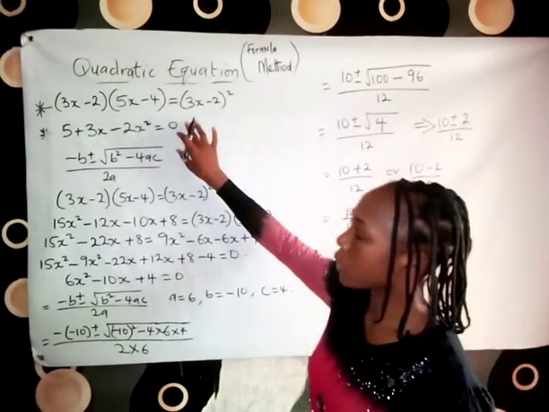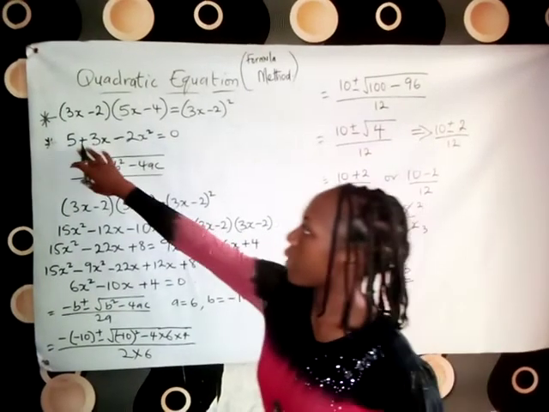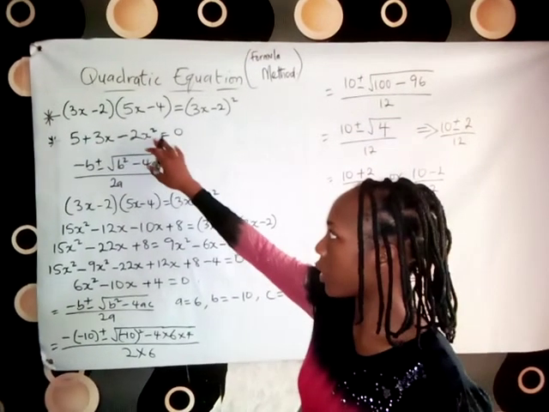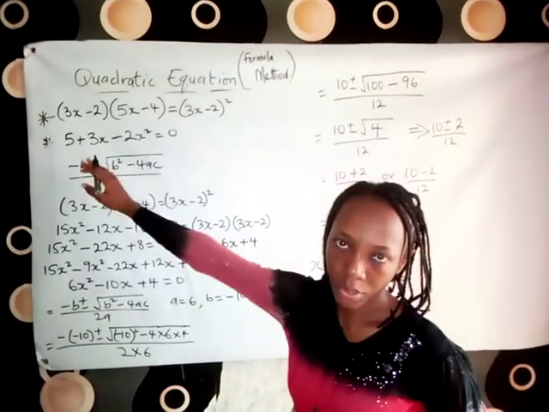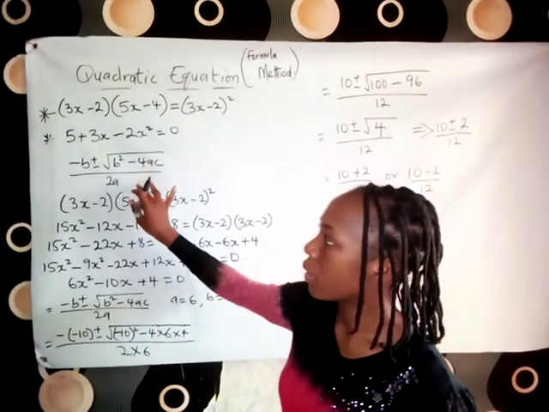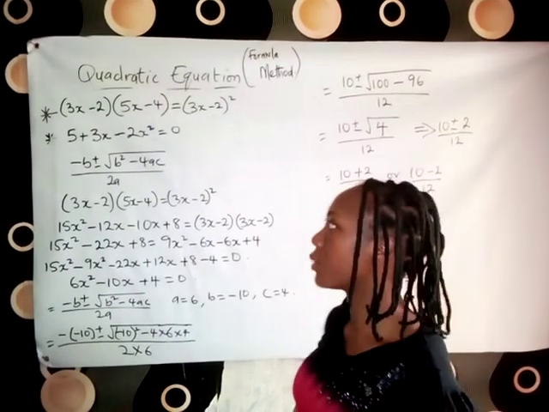Now, this second question is for you. 5 plus 3x minus 2x squared equals 0. Rearrange it and use the almighty formula, or the formula method, to solve it.